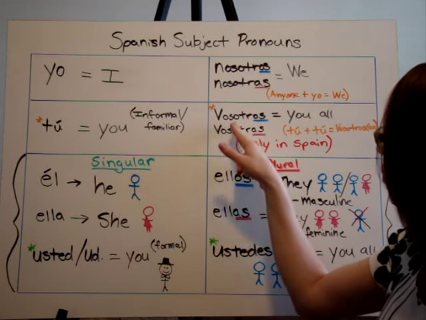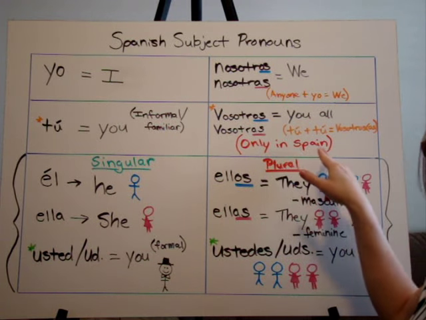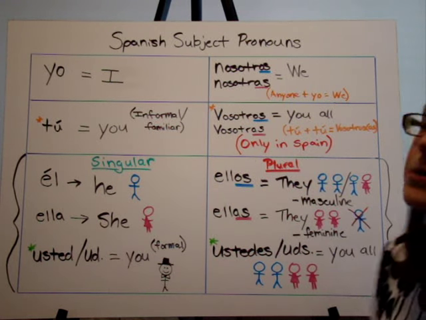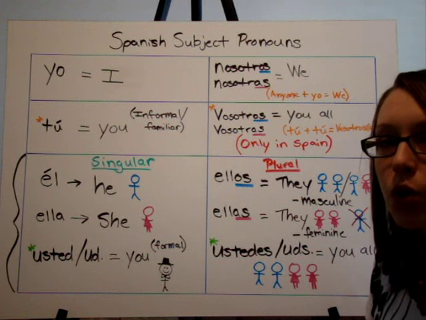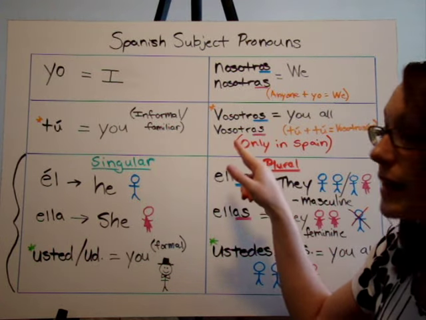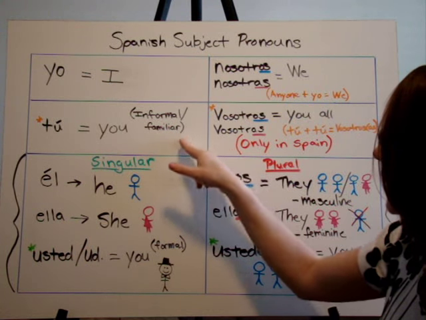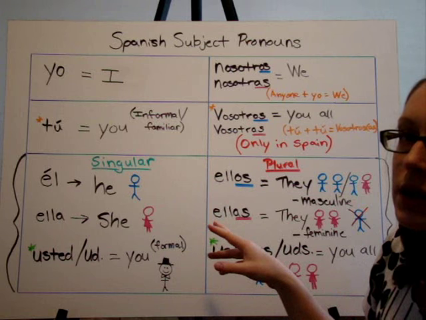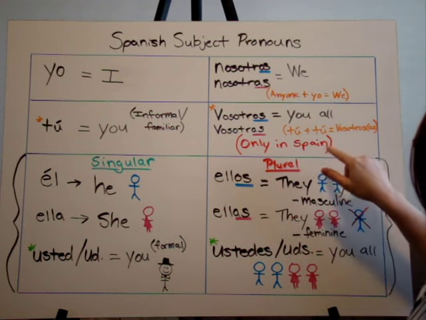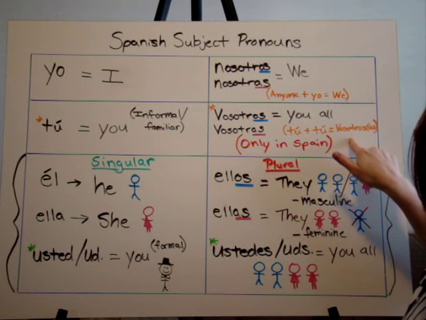Then we have vosotros and vosotras. This is actually only used in Spain, and it means you all. So it is a plural form of you. In Spain, it is the plural form of tú. So that's what they use to say you all in Spain. So you can remember that tú plus tú equals vosotros.